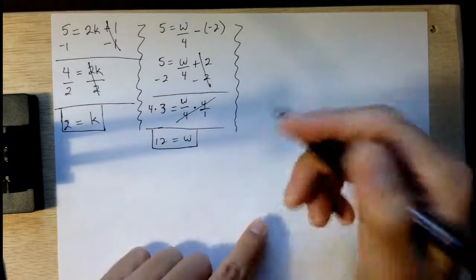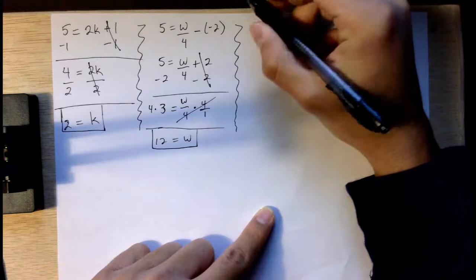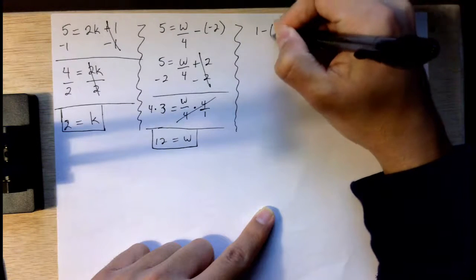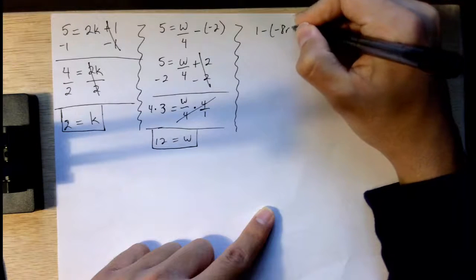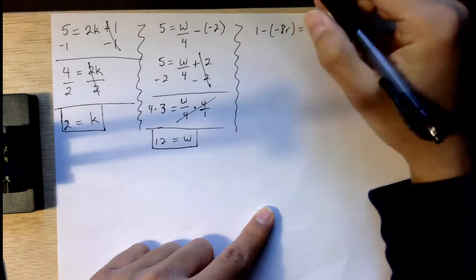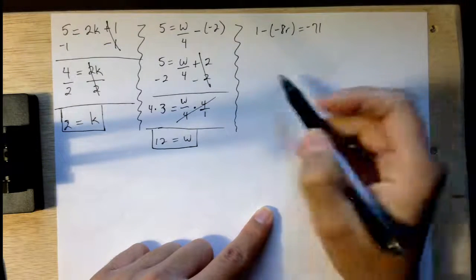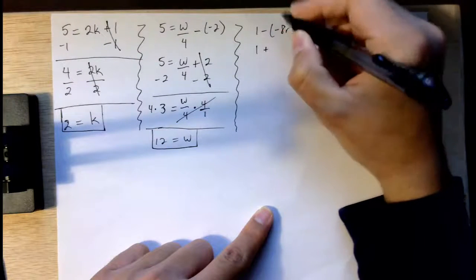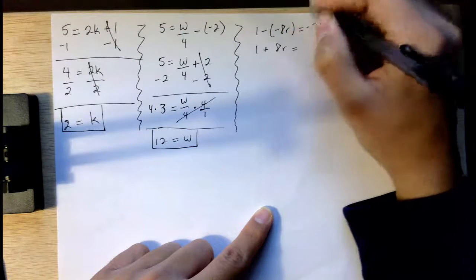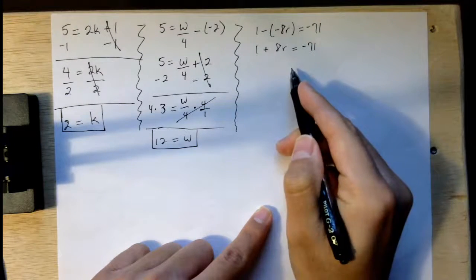Now let's increase the level. The third example I want to go over is, say, 1 minus a negative 8r is equal to negative 71. Now, same thing here. I have 2 negatives here, so I can rewrite this to 1 plus 8r. Now, this looks like a problem that I'm used to, a problem that I feel comfortable solving.